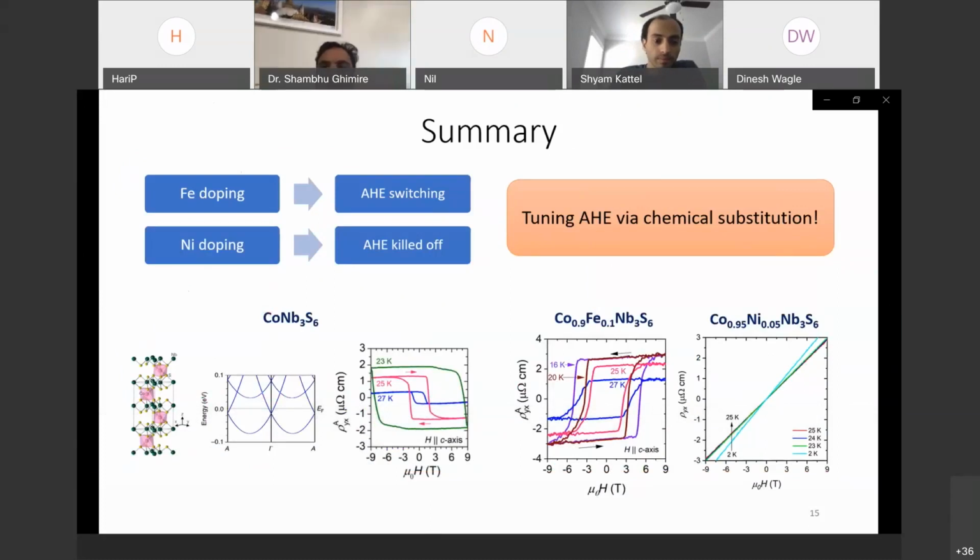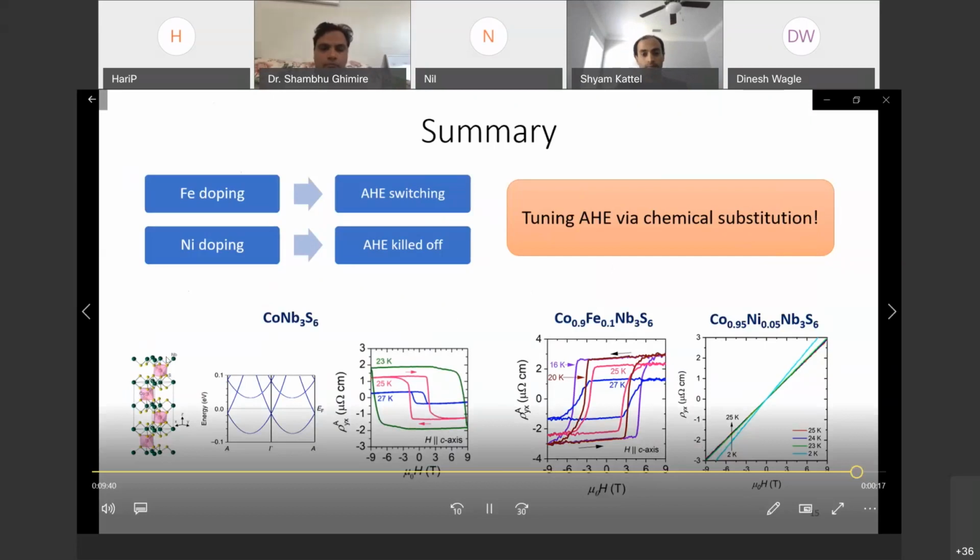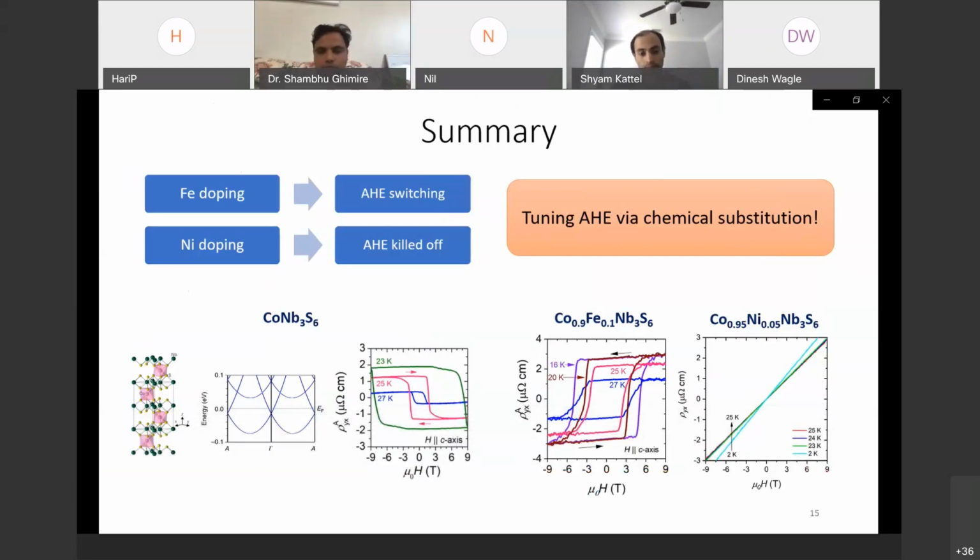The likely scenario is that this anomalous Hall effect is indeed coming from the topological bands close to the Fermi energy, since we were able to change the location of the Fermi energy by chemical substitution.